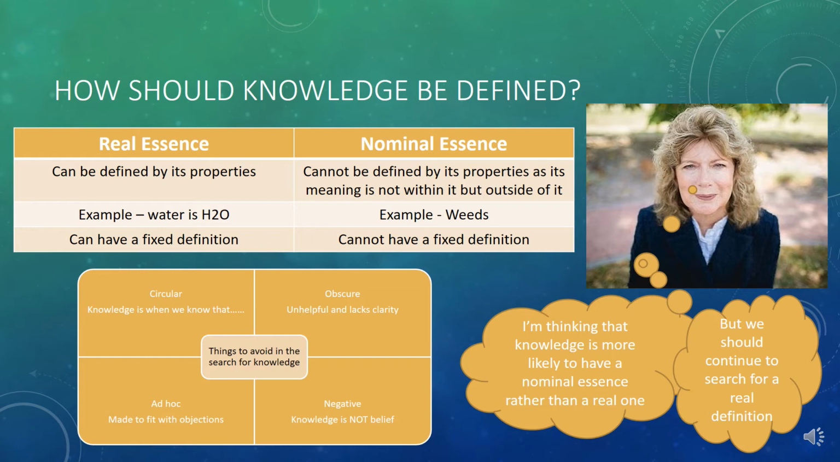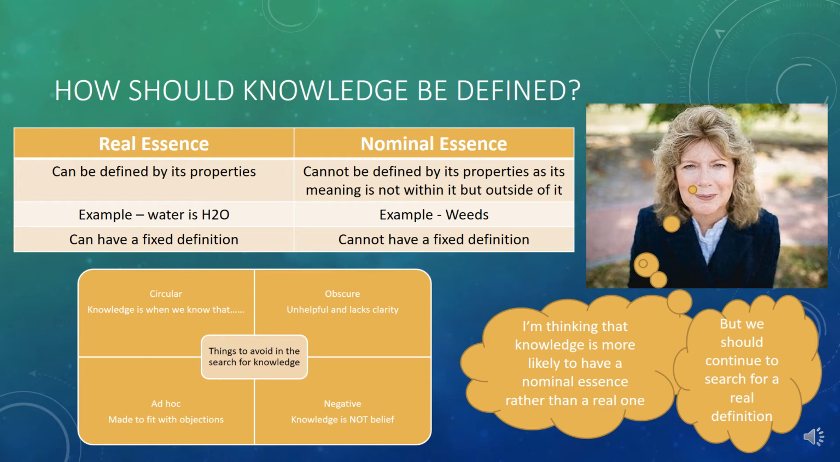But look down the bottom here. This is more advice from Linda Zagzebski, and she tells us of things to avoid in the search for knowledge and what we shouldn't do when trying to define knowledge. Well, first of all, we shouldn't give a circular definition. So to say things like, well, knowledge is when we know that something, because you're just going round and round in circles.